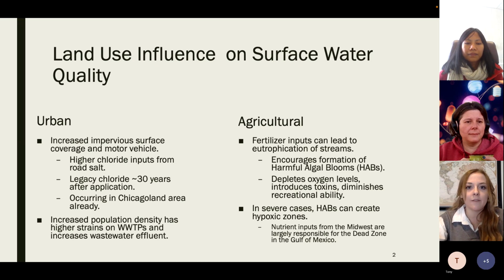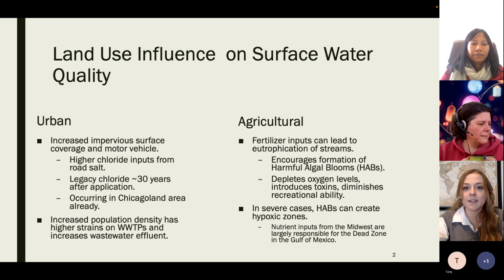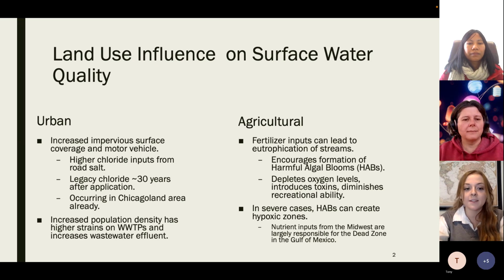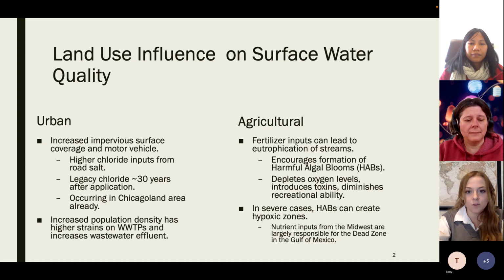The problem with this is when we have periods of heavier rainfalls, that chloride that's stuck in the soil can then leach out as surface runoff into our surface waters. There have been studies showing that this is already occurring in the Chicagoland area. Additionally, in urban areas, we're seeing increased population density has higher strains on wastewater treatment plants. And in return, this means that it increases the amount of wastewater effluent that is produced and then discharged into streams.